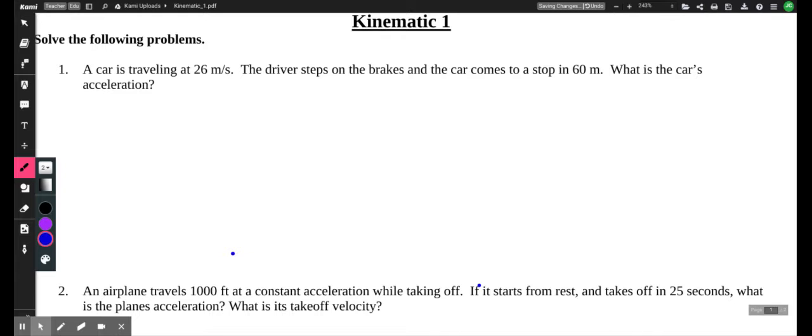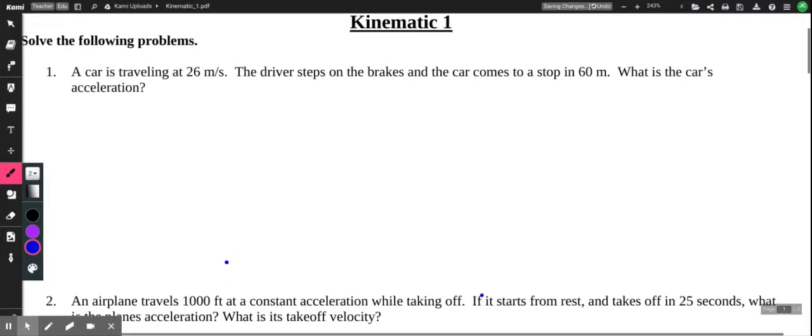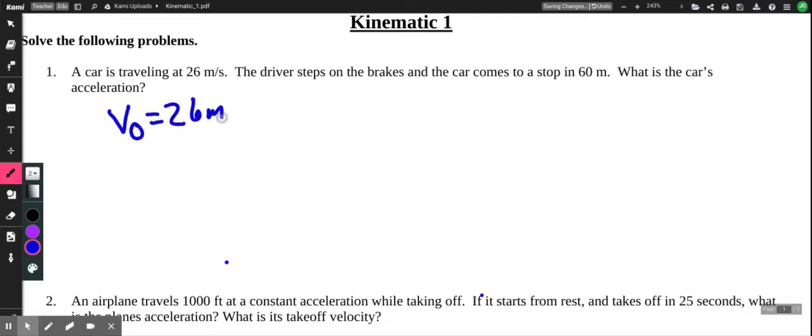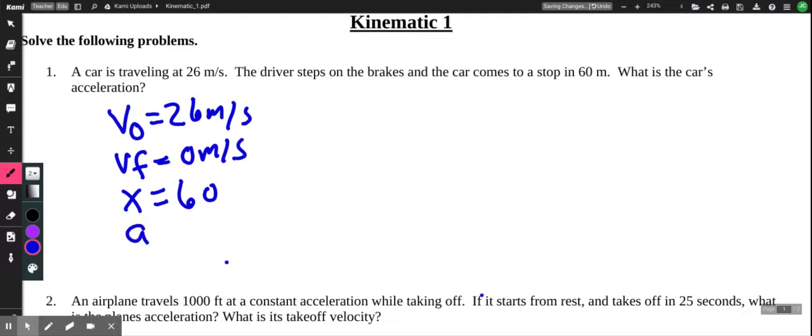Okay, so we are going to start to solve the first problem on the Kinematics 1 worksheet. This particular problem says a car is traveling 26 meters per second. That's an initial velocity of 26 meters per second. The driver steps on the brakes and the car comes to a stop. A stop means that the final velocity is 0 meters per second. And this whole thing happens in a displacement of 60 meters. What is the acceleration? And one of the questions I'm going to ask is, how long does it take?